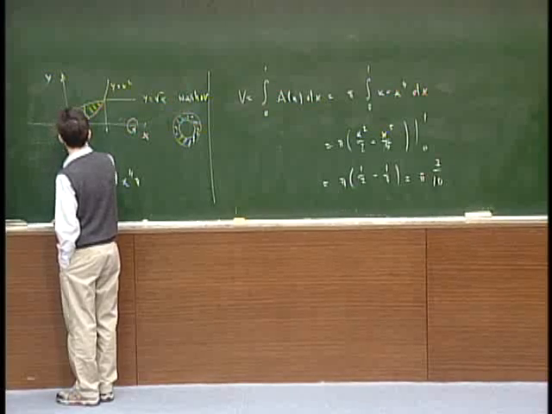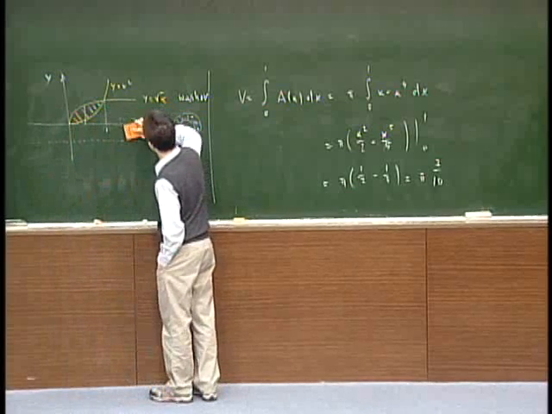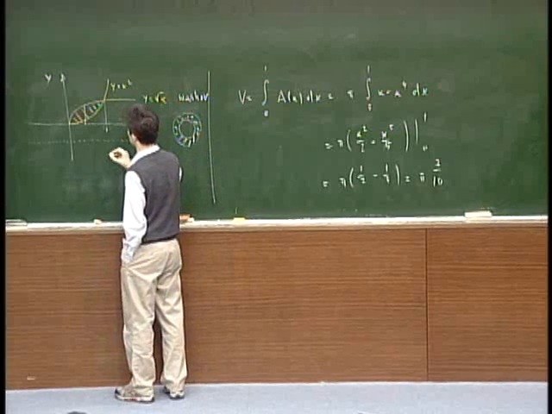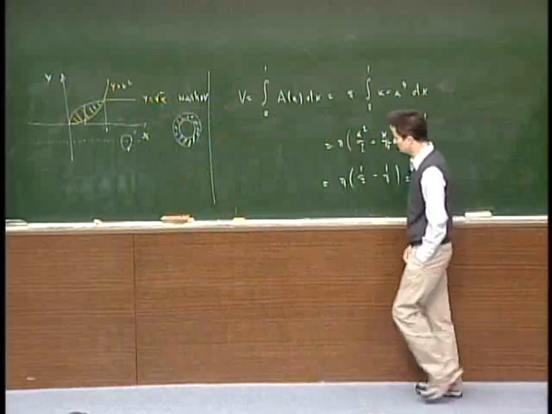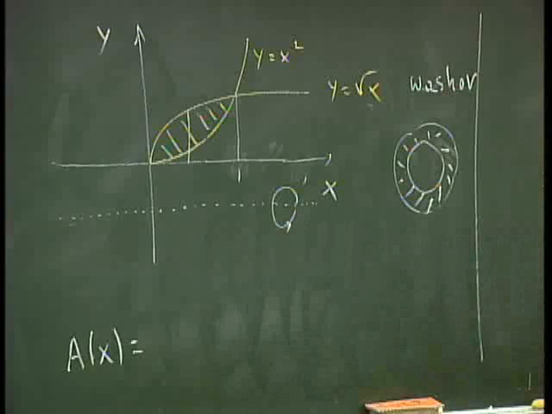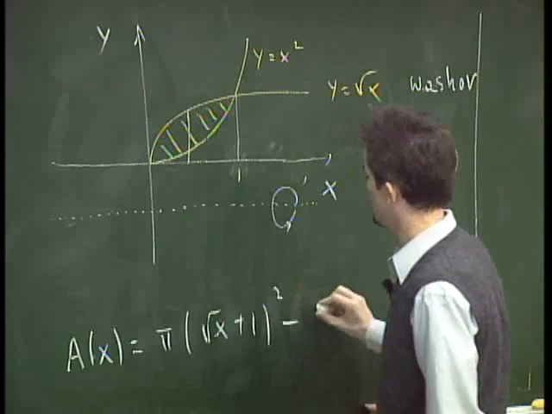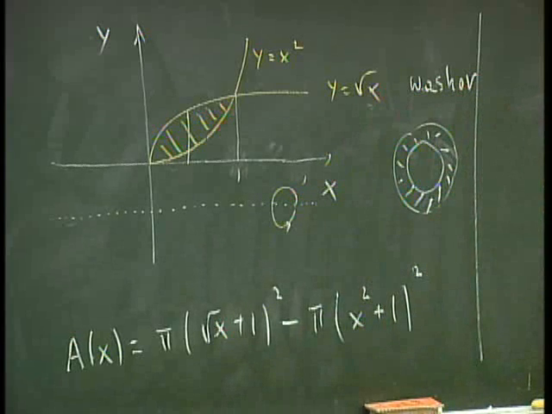It's also easy if you change the situation, so you do not necessarily rotate about the x-axis, but about another axis. So for instance, you rotate about the axis y equals 1, or y equals minus 1. Okay, but similar. There's not a big difference. It's just that the outer radius changes. You have to add 1, so what you have is pi times (square root of x plus 1) squared minus pi times (x squared plus 1) squared. So there's no big difference. You just change A(x), and you can compute this similarly. So you can also rotate about other axes.